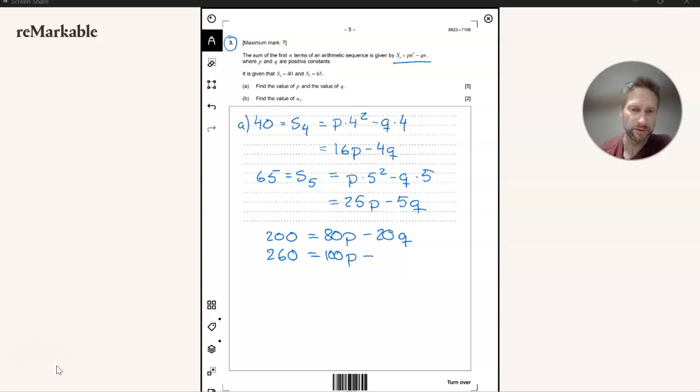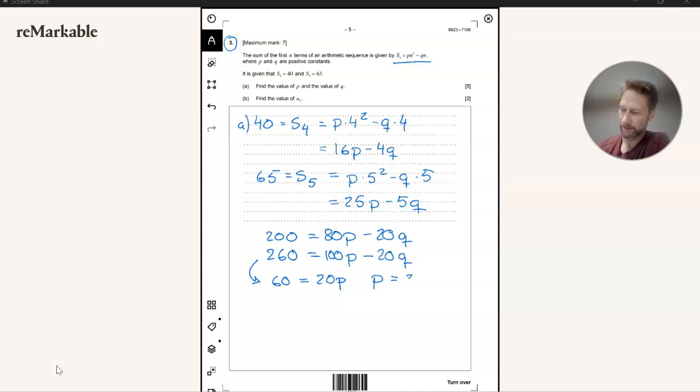So what do I do? I'm going to subtract these two equations. I'm going to take the top one and subtract from the lower one. So what do I get? I get that 60, that's the difference, is equal to 20P. And the nice thing is that everything else cancels out. So to get P, we just take 60 and divide by 20, or 6 divided by 2, so P is 3.